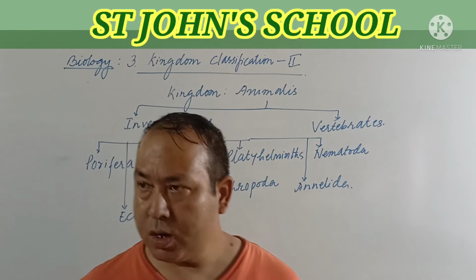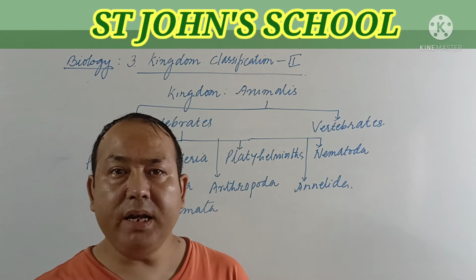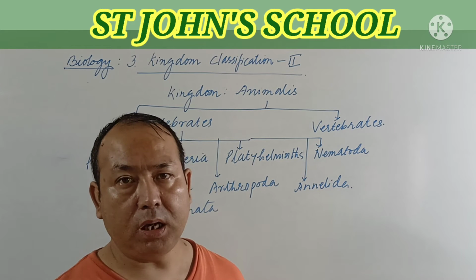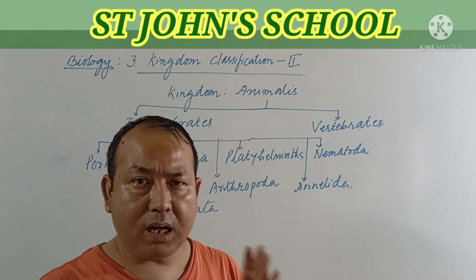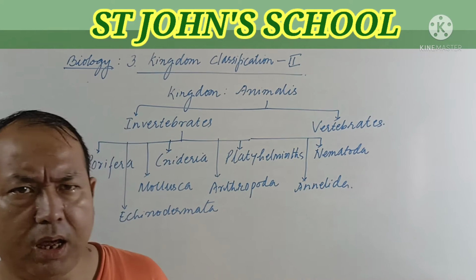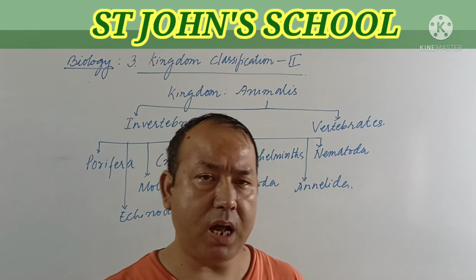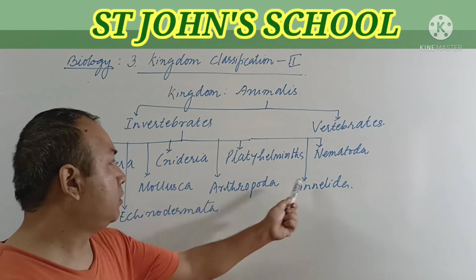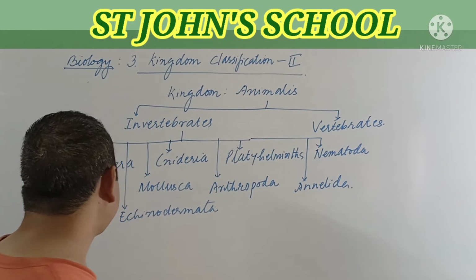And you need to learn at least 2 identifying features of these animals. Okay, these groups, at least 2. Many characteristics are there. Among them, you just have to learn 2 identifying features of each of these groups.